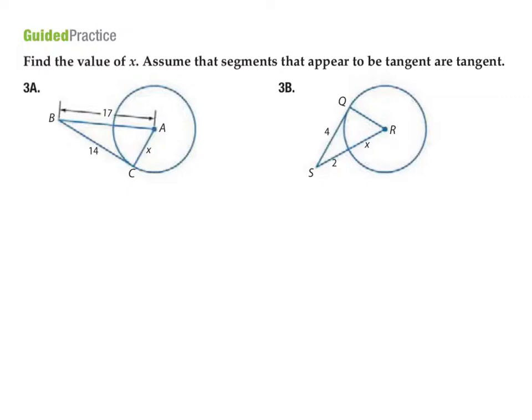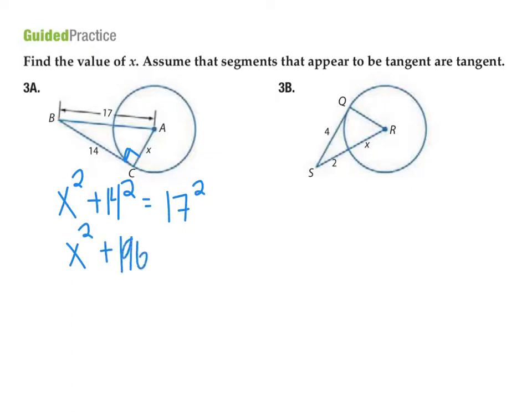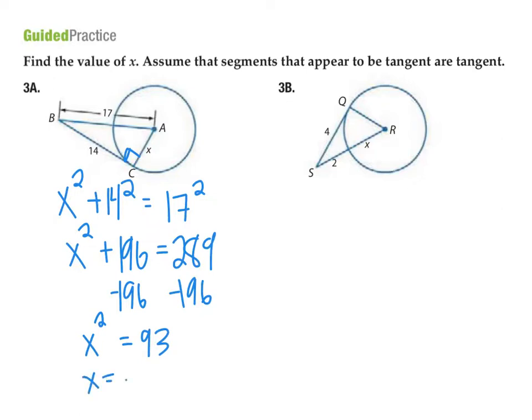All right, so this first problem here is definitely the easier one to do. We would do x squared plus 14 squared is equal to 17 squared. And then x squared plus 196 equals 289. Then we're going to subtract 196 on both sides, and we get 93. So x squared is 93. And then we have to take the square root of 93. It's okay to use a decimal for this one, so I'll just round it to 9.6. It doesn't matter what you round it to for this problem. So x is equal to 9.6.